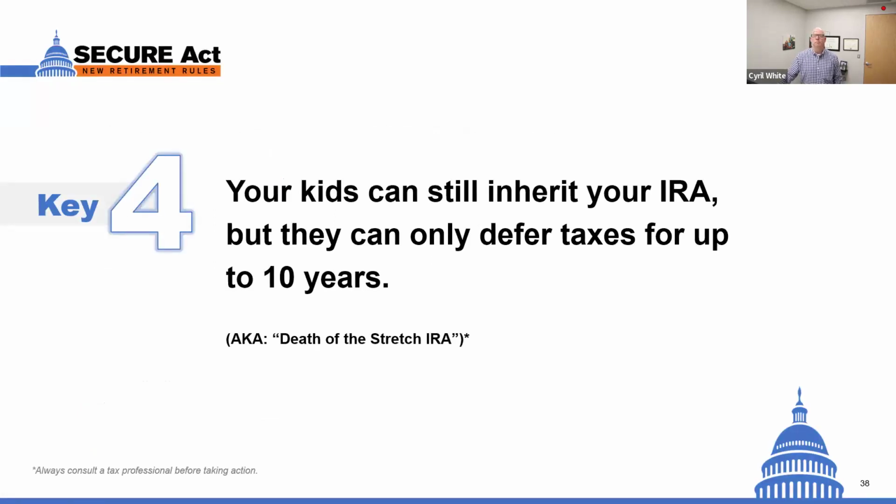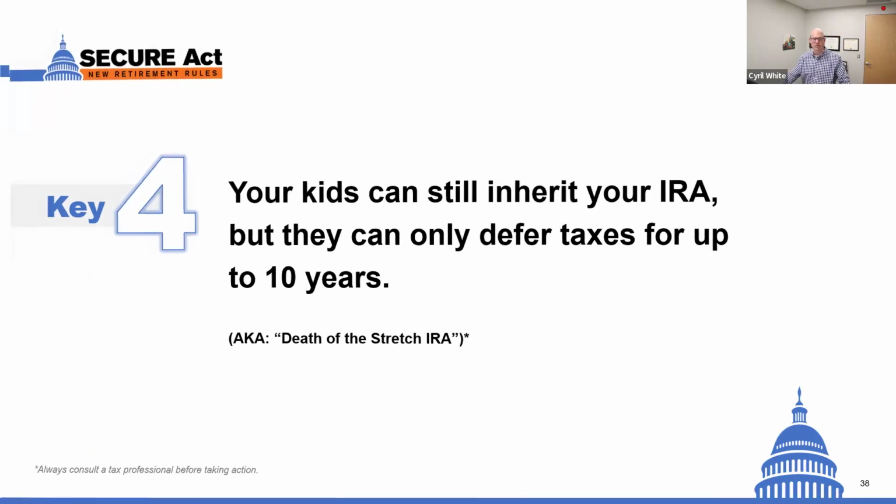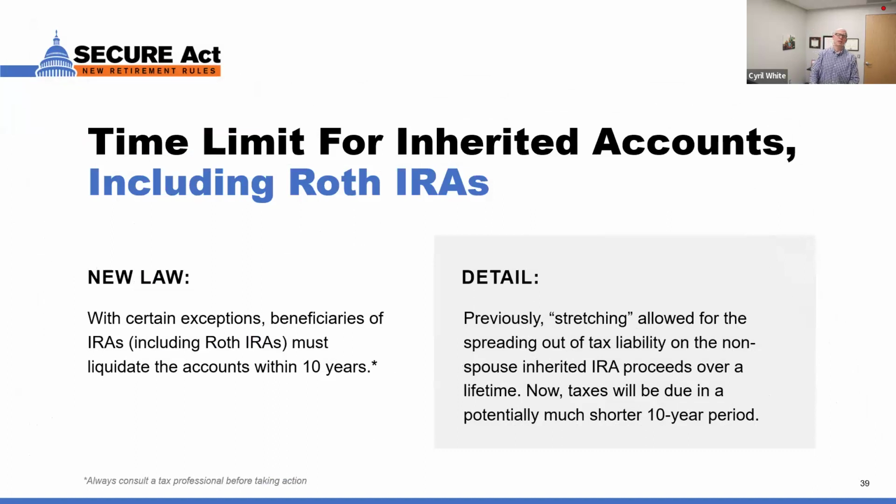All right. The last key that we summarized from our analysis of the Secure Act legislation is dealing with this thing we're calling the death of the stretch IRA, which basically says that your kids or your younger beneficiaries, someone other than your spouse, can still inherit your IRA, but they can only defer the taxes for up to 10 years. Prior to this, you wanted to have younger beneficiaries other than your spouse for your IRA so that they could spread the required distributions over their lifetimes, which for a younger person would be over a longer time period.